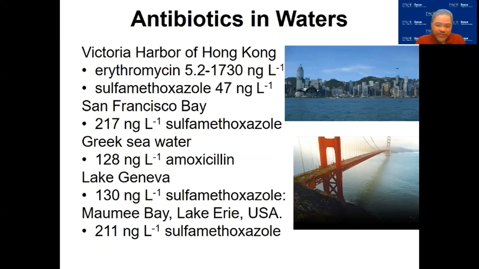The famous San Francisco Bay, where you have the San Francisco Bridge, they found 270 nanogram per liter of sulfamethoxazole. In the Creek seawater, they found 128 nanogram per liter of amoxicillin. In Lake Geneva, they found around 130 nanogram per liter of sulfamethoxazole. In Maumee Bay here in Lake Erie, USA, they found around 211 nanogram per liter of sulfamethoxazole.